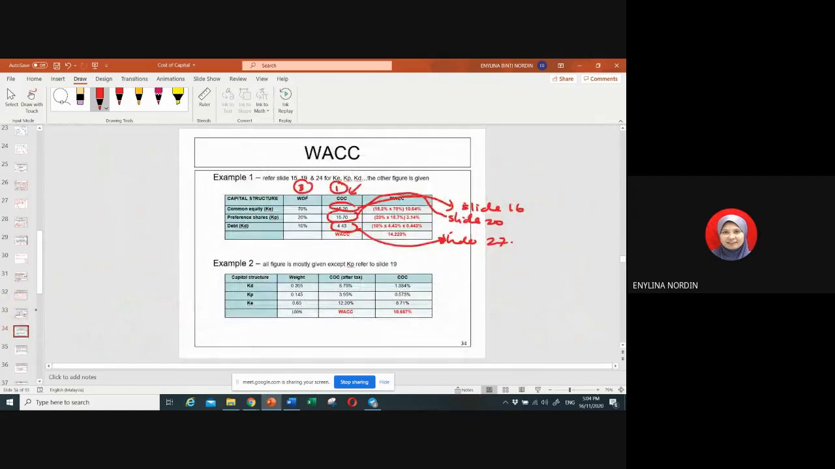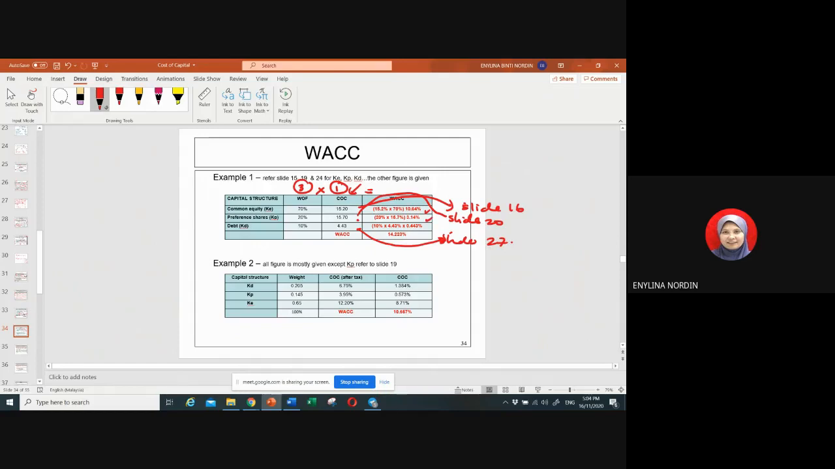So once we have this, we multiply, then we get the last column. So 70% times this value, 15.2%, then you get 10.64. Then the weightage of financing here is 20%, times COC for the preference shares, then you get 3.14.